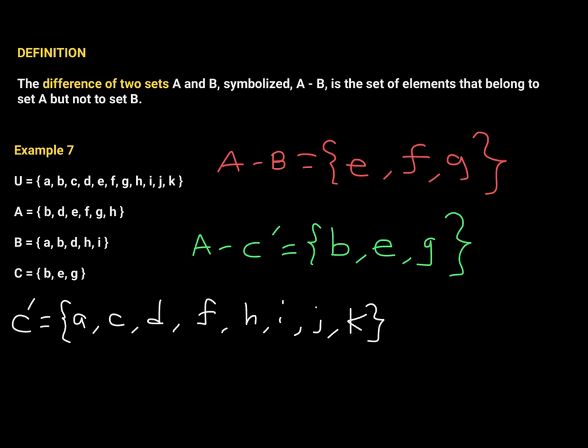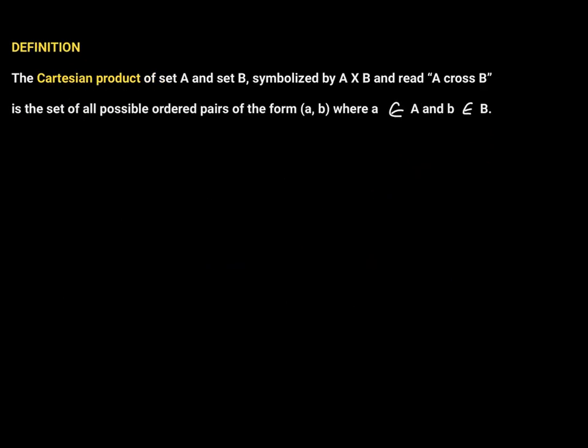All right, let's move to our last operation, which is the Cartesian product. All right, here it is. The Cartesian product of set A and set B is symbolized like this, but the way you read this is A cross B. It's a set of all possible ordered pairs of the form (a, b), where a, the first coordinate, comes from set A, and the second coordinate comes from set B.